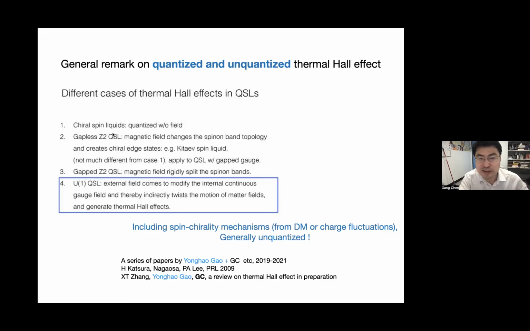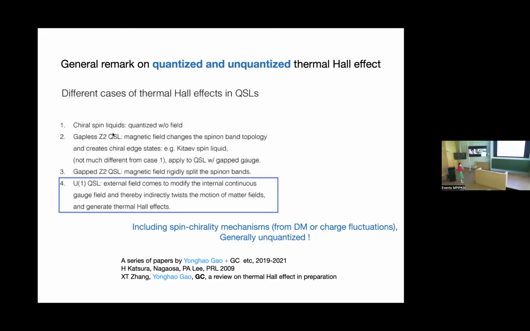So the way to obtain the quantized thermal Hall effect is that the magnetic field comes and modifies the spinon band structure topology, right? That will give rise to the quantized thermal Hall effect. That's the mechanism. Yeah. Thank you.